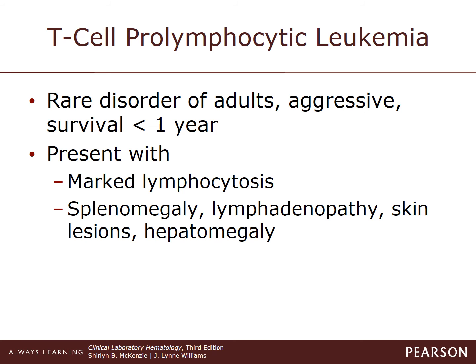These cells have prominent nucleoli but can be medium or small in size and have convoluted nuclear outlines. The phenotype for this would be CD3, 2, 5, and 7 positive, and in most cases CD4 positive as well. They have cytogenetic abnormalities, most frequently inversions of chromosome 14, as well as trisomy 8. And it's a very aggressive disorder with a mean survival of less than a year.